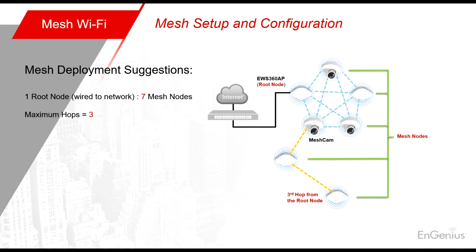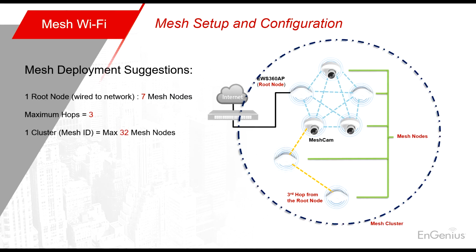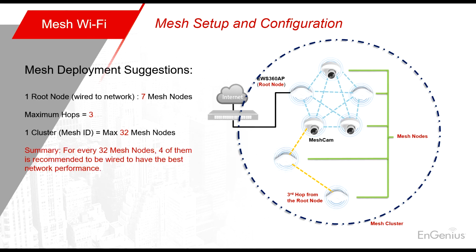Currently in one mesh cluster, or for every mesh profile or mesh group, you can have a total of 32 mesh nodes. Of course, if you have that number of mesh nodes interlinked with each other, we recommend to have at least 4 of them that are wired to have the best performance possible. Also, the more wired nodes that you have, or the more root nodes that you have on your network, the better your network structure is when it comes to failovers. So let's say one of your root nodes goes out, at least there are still other root nodes available on the network to get the data.